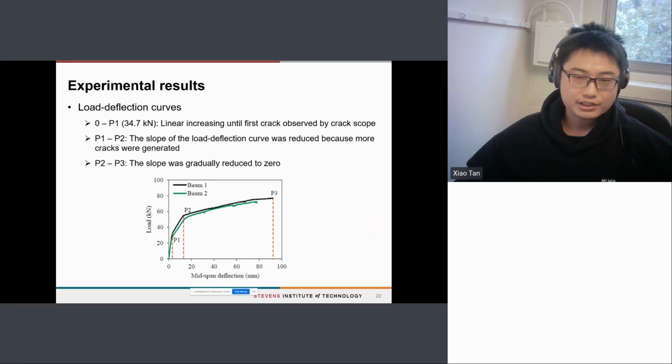This slide shows the relationship between the applied load and the midspan deflection of the beams. The curves of the 2 beams show similar trends. The load increased linearly until point P1, where the first crack was observed by the crack scope near the midspan of the beam, and the midspan deflection increased from P1 to P2. The slope of the load deflection curve was reduced because more cracks were generated. When the midspan deflection increased from P2 to P3, the slope was gradually reduced to 0. Eventually, the beam failed in fracture.